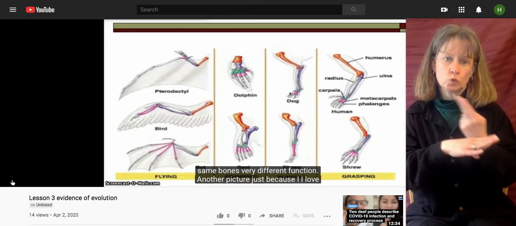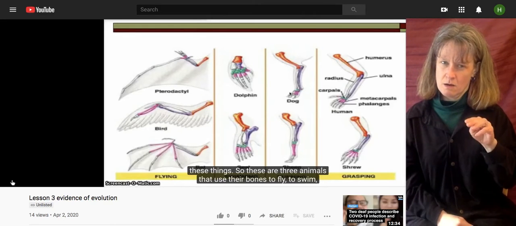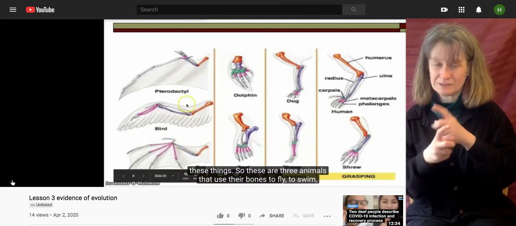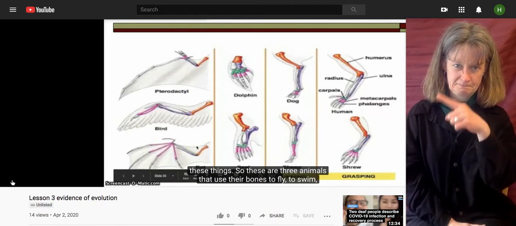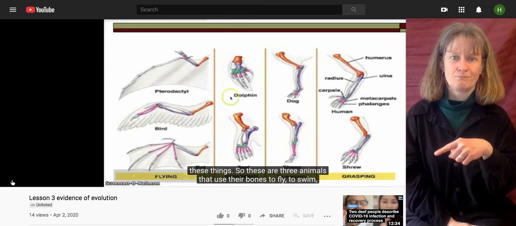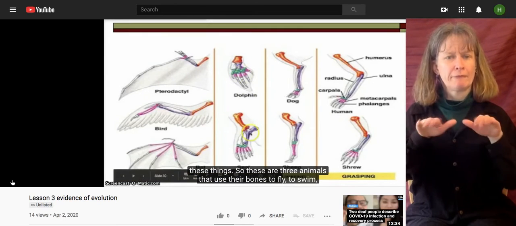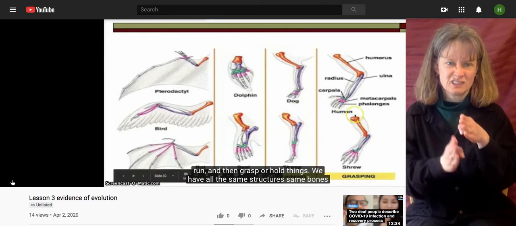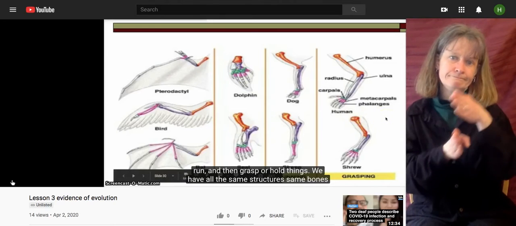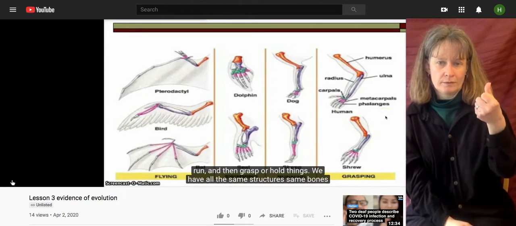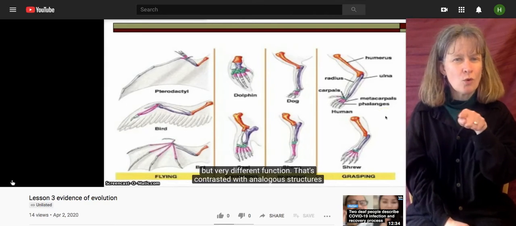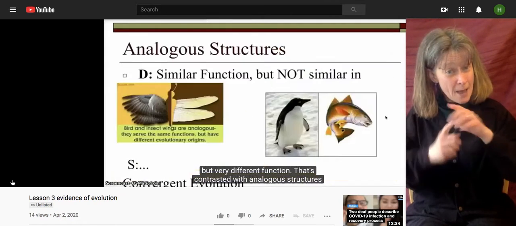Another picture, just because I love these things. So a bird, these are 3 animals that use their bones to fly, swim, run, and then grasp or hold things. We have all the same structures, same bones, but very different function.